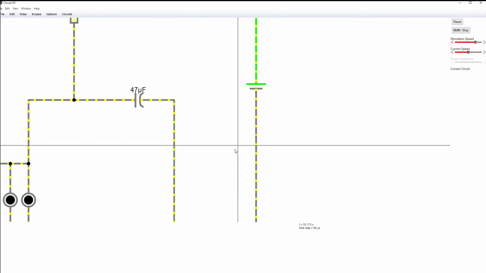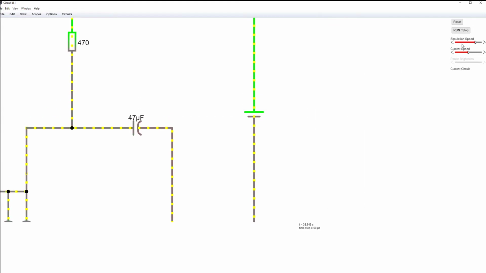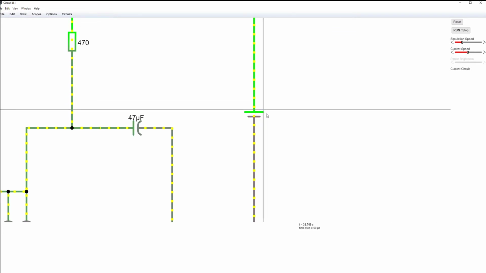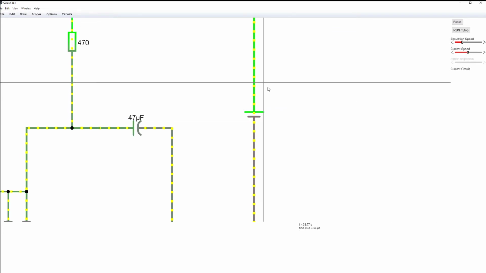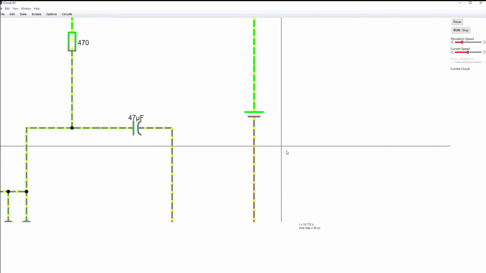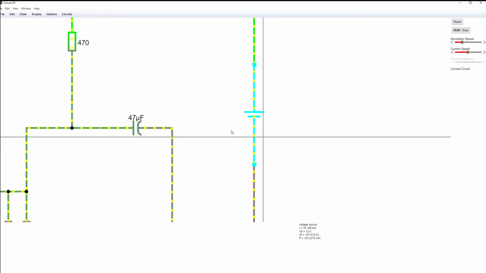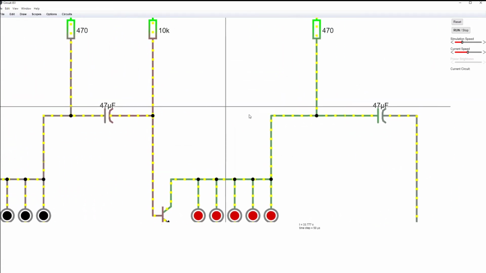But if we look at our power supply over here, let me see if I can slow down that simulation for us. So our power supply over here, it makes sense that we have green as our 12 volts and grey as our 0 volts, so there's a 12 volt differential over here. Let's look at our capacitor.